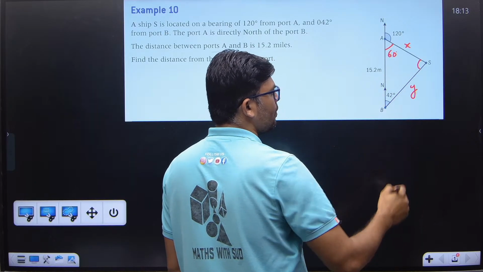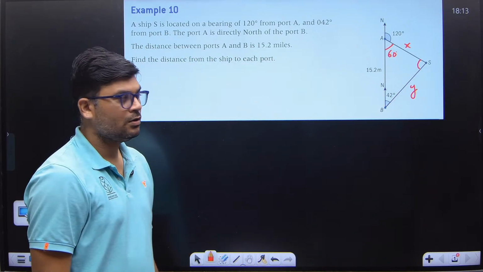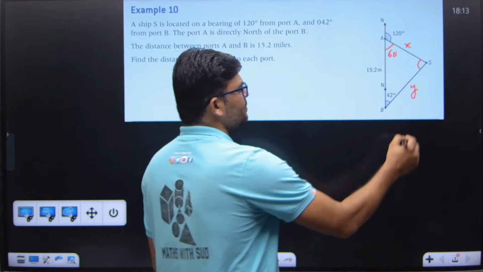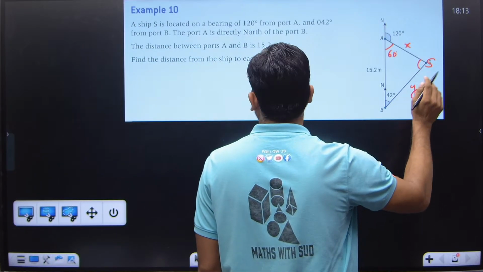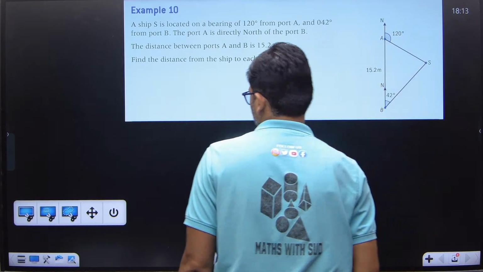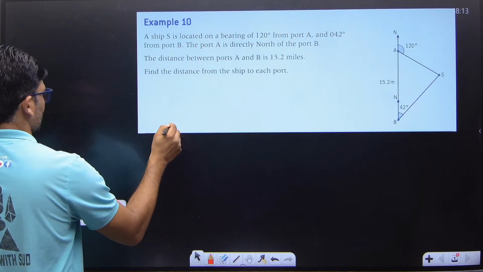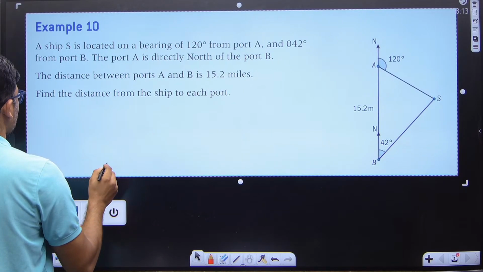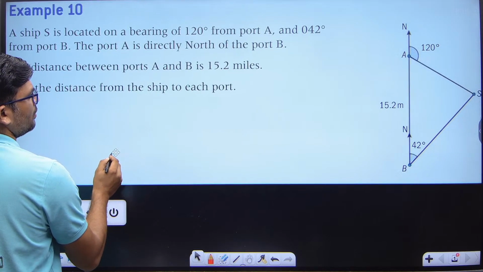Wait, I can't see that. Does that say S or 5 at the corner? This is S, beta. Okay. For sure. Yes. Now is it visible? Yes.